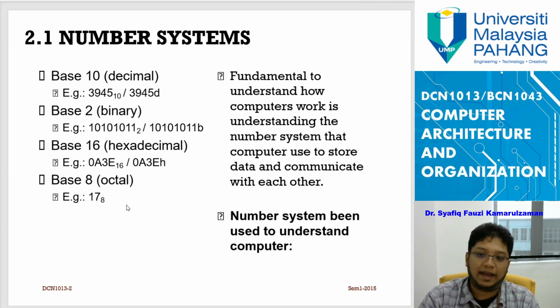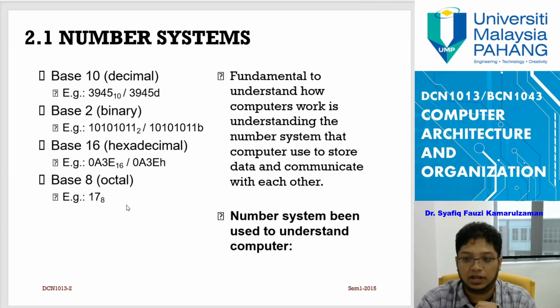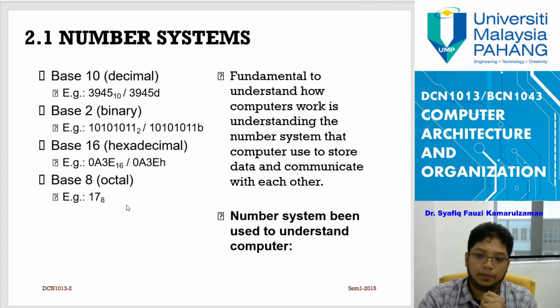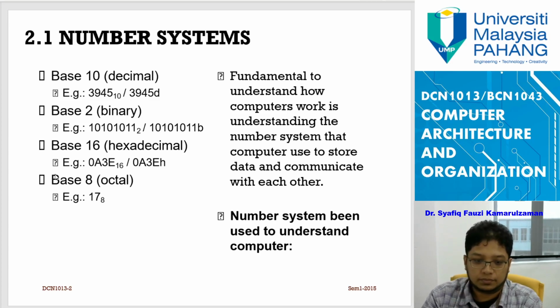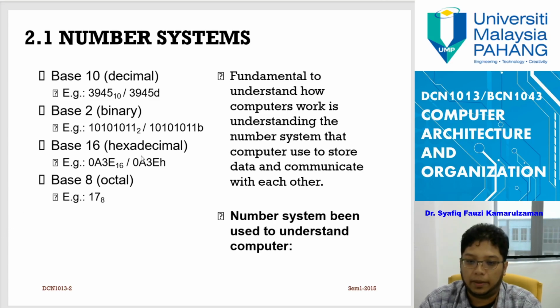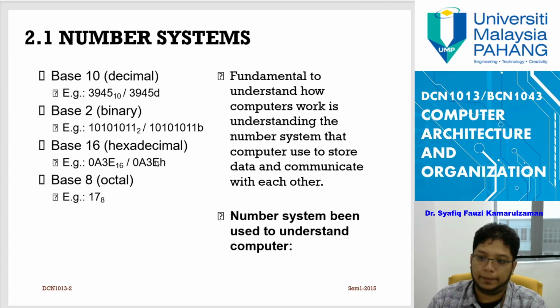For computers, we use 4 types of number system. However, what is actually processed by our computer is only binary. On top of it, in assembly language or even in our user defined functions, we can go up to decimal based on the compiler itself. So basically, the 4 number systems that we are using right now are base 10, which is decimal, base 2, which is binary, base 16, which is hexadecimal, and base 8, which is octal.